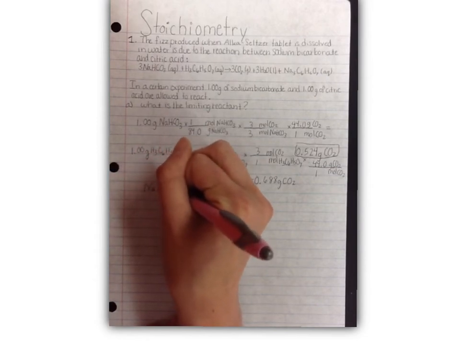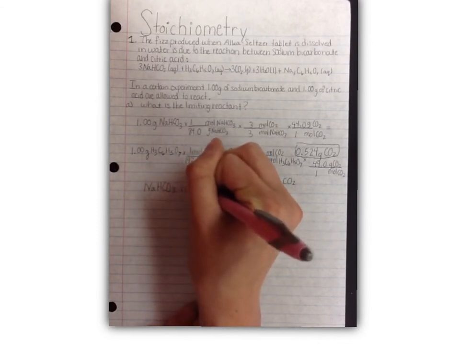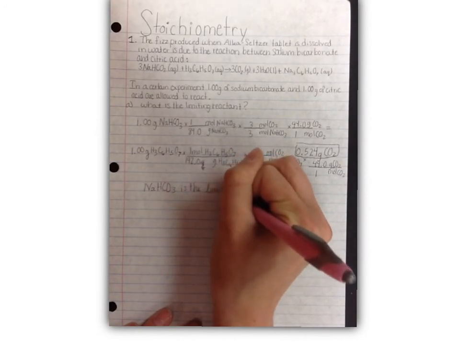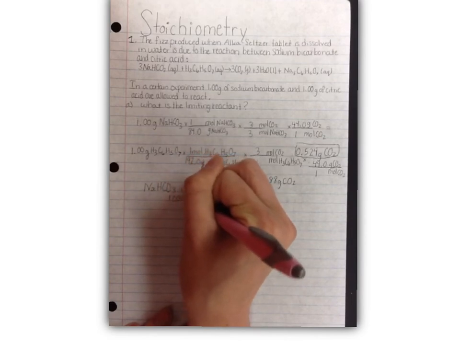The limiting reactant is going to be the one that is the smallest decimal. And so, of course, the 0.524 grams of CO2 is the smallest. So, sodium bicarbonate is the limiting reactant. And of course, you can see that we've done a little bit of stoichiometry in here.